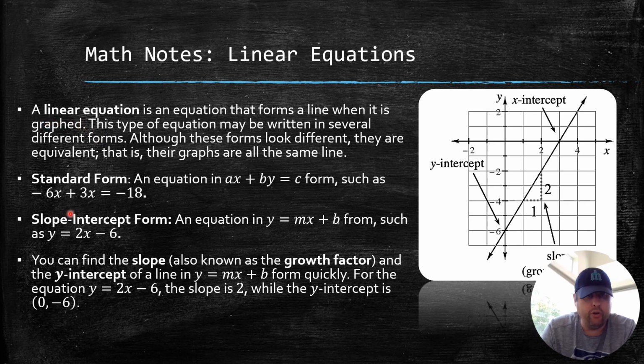Anything in bold is a vocabulary term you have to know. I would suggest compiling a list or a Google Doc somewhere where you write down all these definitions and what lesson they came from. It says a linear equation is an equation that forms a line when it is graphed. This type of equation may be written in several different forms. Although these forms look different, they are equivalent. That is, their graphs are all the same.